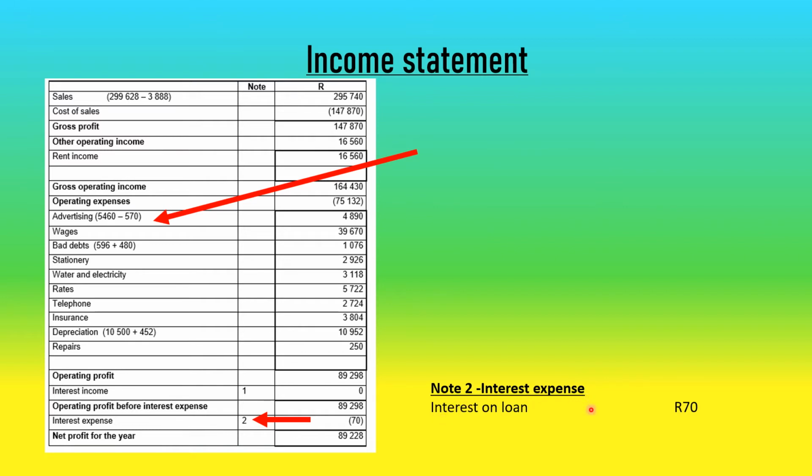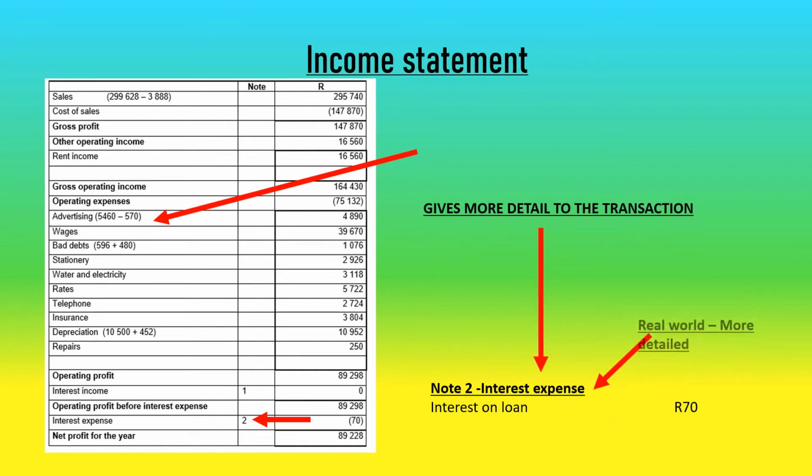Note 2, interest expense, interest on loan, 70 Rand. In the real world, you'd have more information on this loan. So for example, if you actually open a real financial statement, you will see that it will say the loan was taken from XYZ Bank, it was taken at this rate, we make monthly or quarterly payments, the interest is capitalized, not capitalized. So there will be more details in the note. For school purposes, this may not be required for you now.